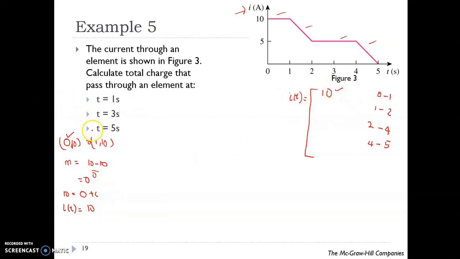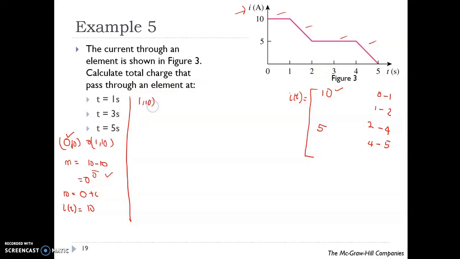Okay, let's move to point 2, 4. Again, you have a constant line here and the value is 5. So you can verify using this method, or you can just directly write 5 here. The only 2 lines that you need to verify are the lines from 1 until 2 and 4 until 5.